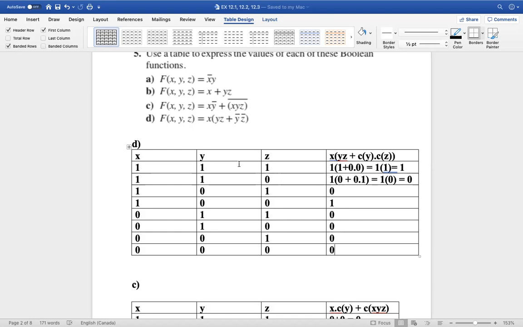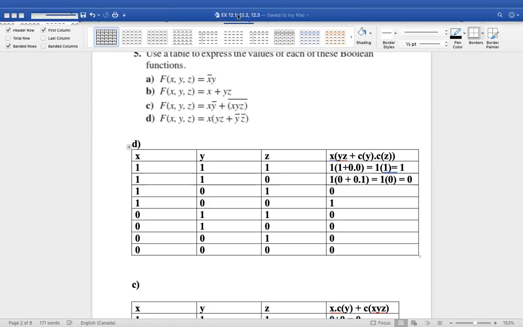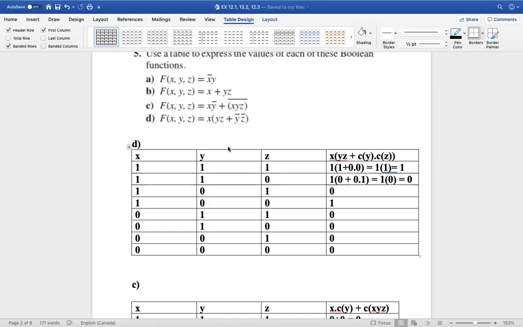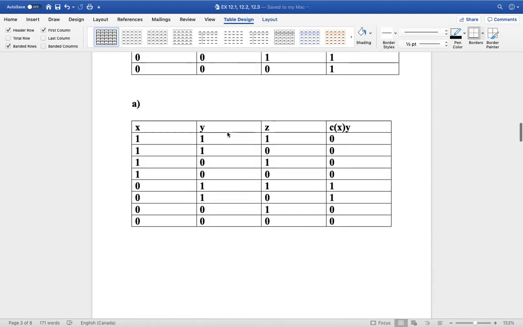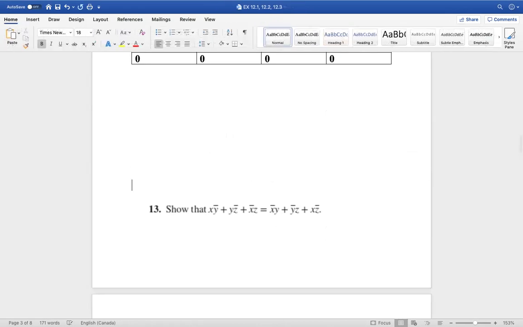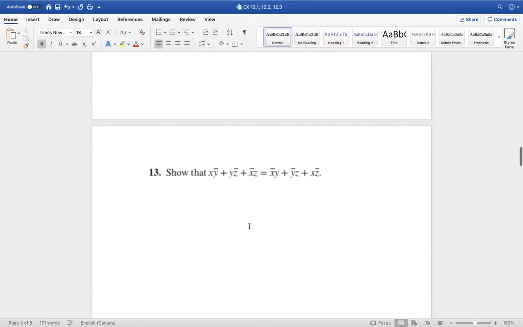All right, any questions here? All right, no question. Let's move on to the next one. We have question number 13 here. So we have to show that x y complement plus yz complement plus x complement z equals this on the right hand side.